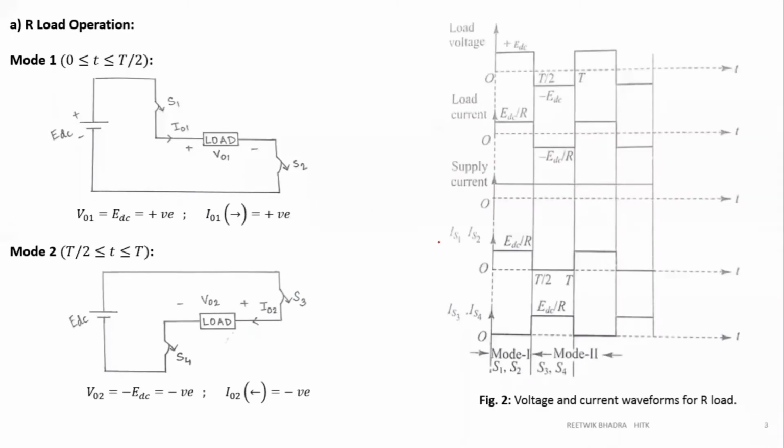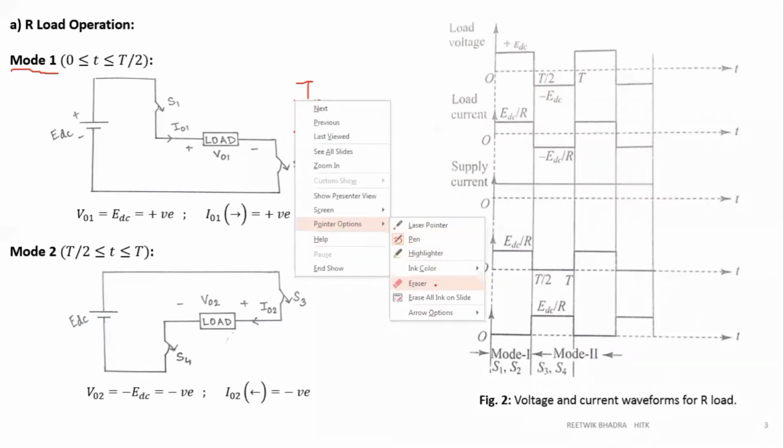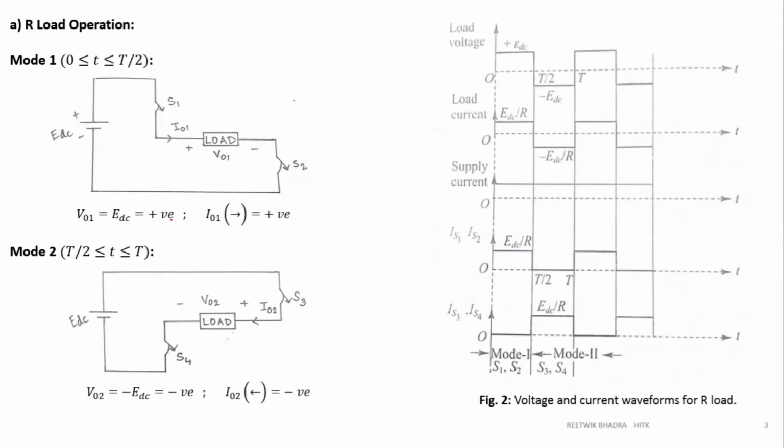The IS3 and IS4 is the current through S3 and S4. So if you see your mode 1, is S3 and S4 connected in the circuit? No. So this current will be 0. IS3 and IS4 will be 0 because no S3 and S4 is connected.